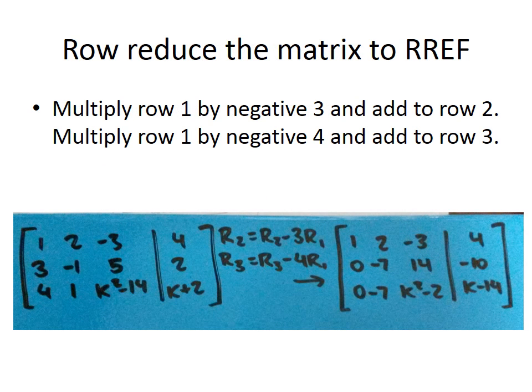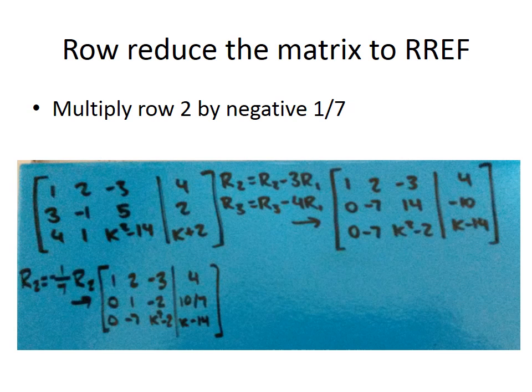So because we already have a leading 1 in column 1, we have to make the other entries in that column zeros. So to do so, we are going to multiply row 1 by -3 and add to row 2, and then multiply row 1 by -4 and add to row 3.